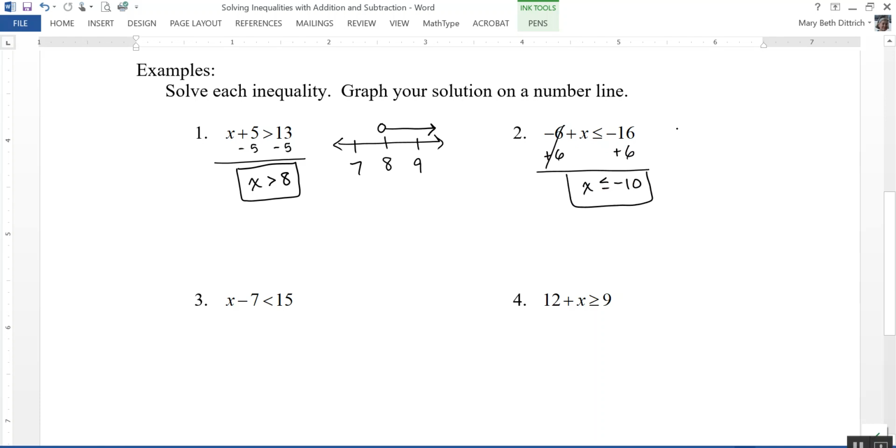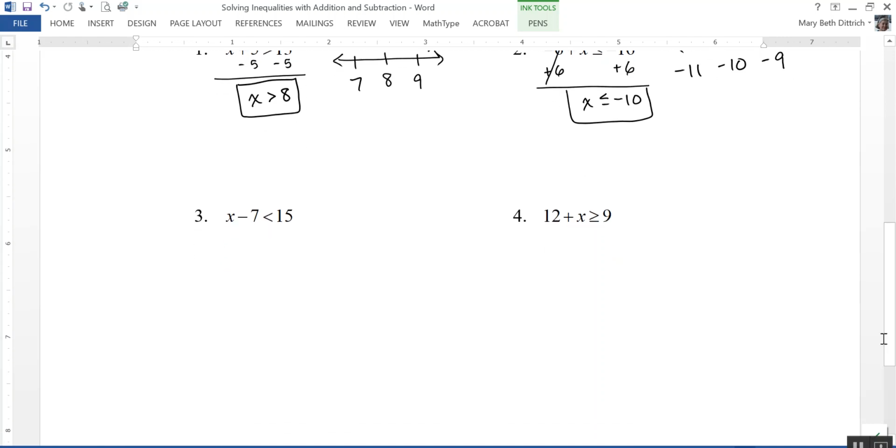Now let's graph that. So let's draw a number line. Let's put a negative 10 in the middle, and I want one number larger. Be careful with negative numbers. That's going to be a negative 9, and one number smaller, negative 11. And since this is an or equal to inequality, I'm going to have a closed circle or a solid dot over the negative 10, and x is less than that, so it's going in the negative direction. Remember that this means that x can be negative 10 or any number that is smaller than negative 10.